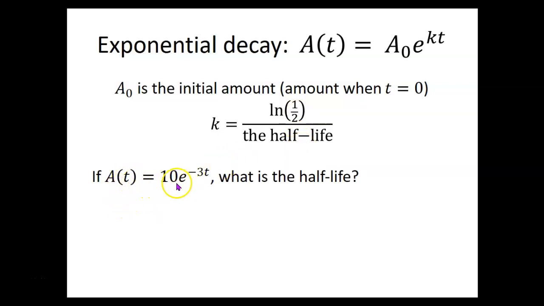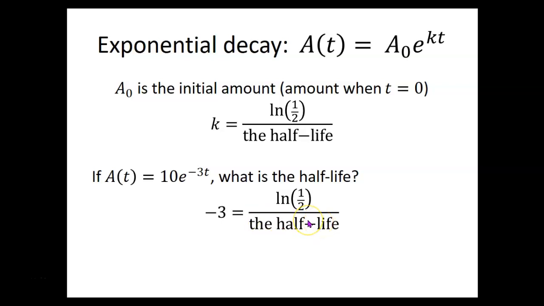So if A of t equals 10 times e to the negative 3t, that's an example of that kind of formula. The 10 would be the initial amount, and the negative 3 would be the k. So negative 3 would equal natural log of 1/2 divided by the half-life. Sorry, I had to go back and fix this. This was supposed to be the negative 3 for the k. So k, the negative 3, equals the ln of 1/2 divided by the half-life.